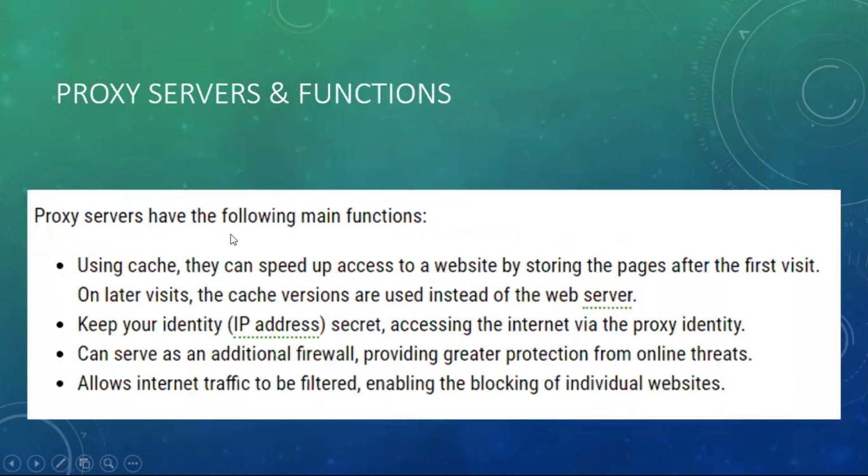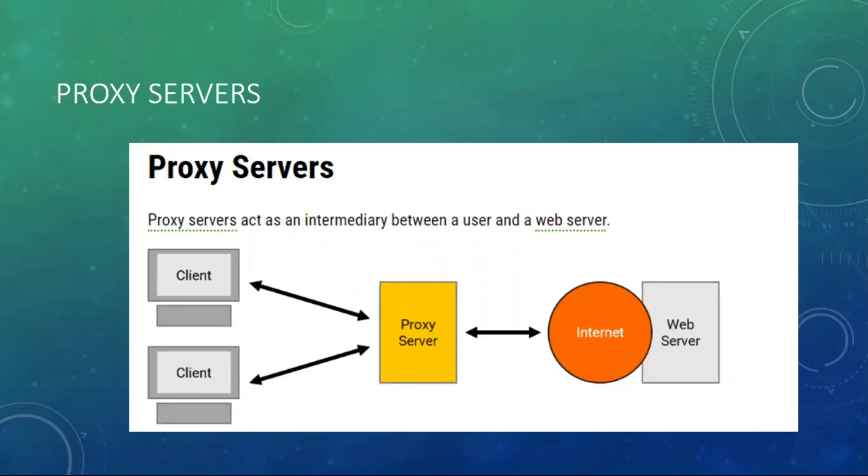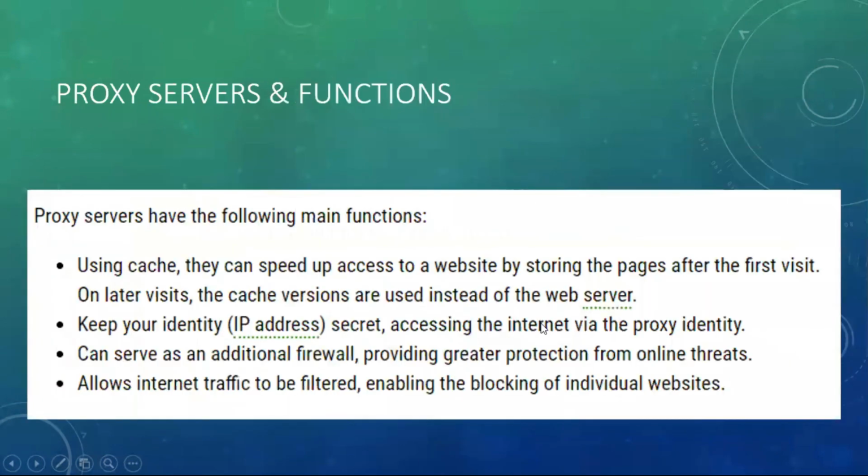Proxy servers have the following main functions. Using cache, they can speed up access to a website by storing the web pages after the first visit. On later visits, the cached versions are used instead of the web server. Let's see what happens. Instead of each time communicating to the web server to request a web page, you can store certain information on a proxy server. From the proxy server, you can retrieve it instead of normally communicating to the internet.